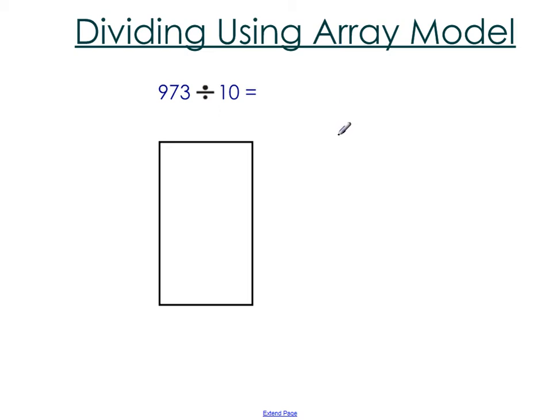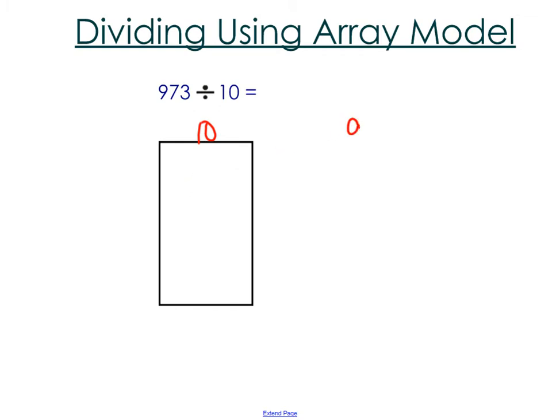Dividing using the array model. So we're going to do long division of 3, 4, or 5 digit numbers divided by 2 digit numbers. So here we have 973 divided by 10. So we're going to use this array model. 10 is our divisor, and that's the number that we are going to be using to do our division.